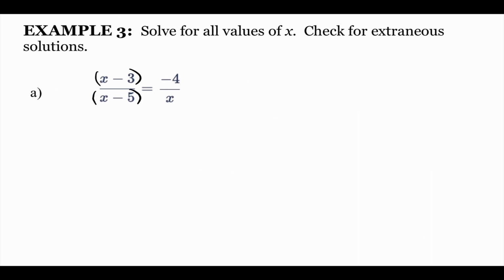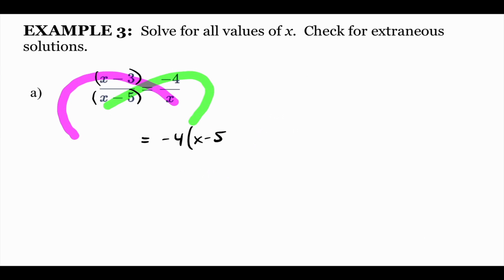So before I start this, I always put parentheses around my binomials just to remind me they're binomials. And I treat them differently than monomials. Okay. Fraction equal a fraction. I get negative 4 times x minus 5 on one side, and I get x times x minus 3 on the other.